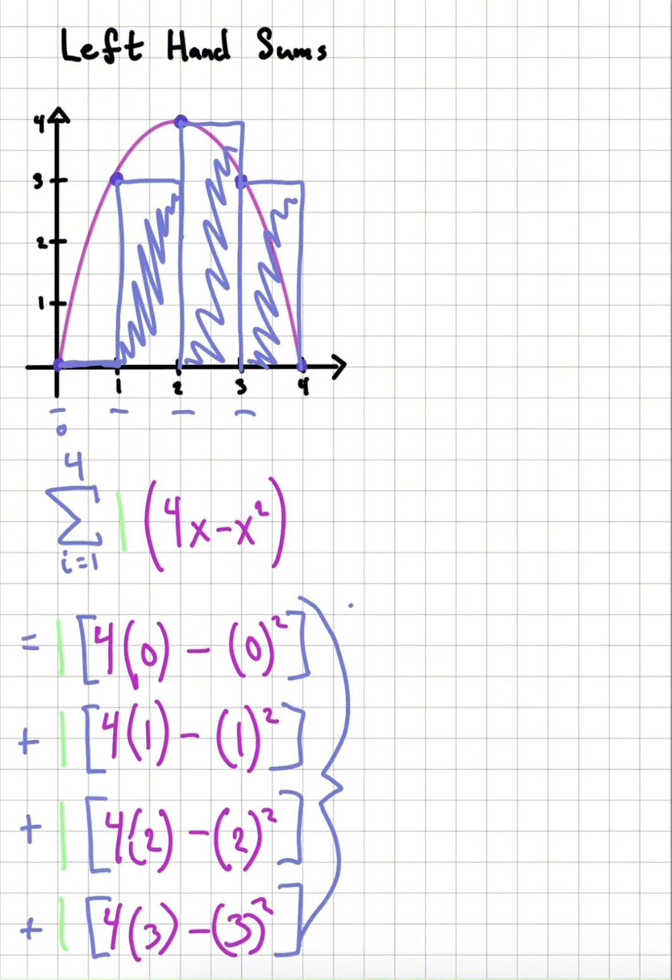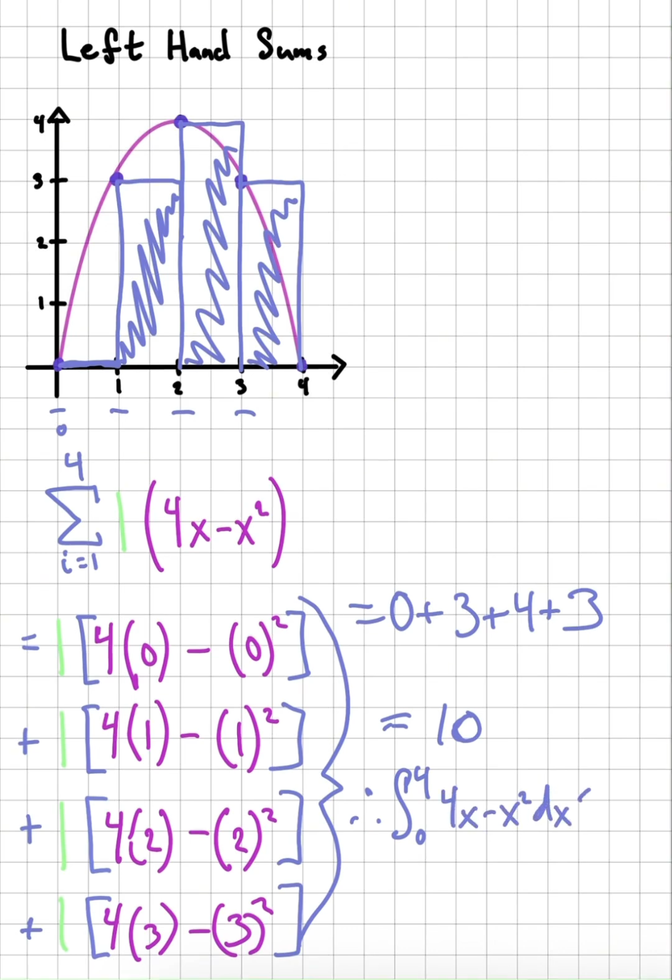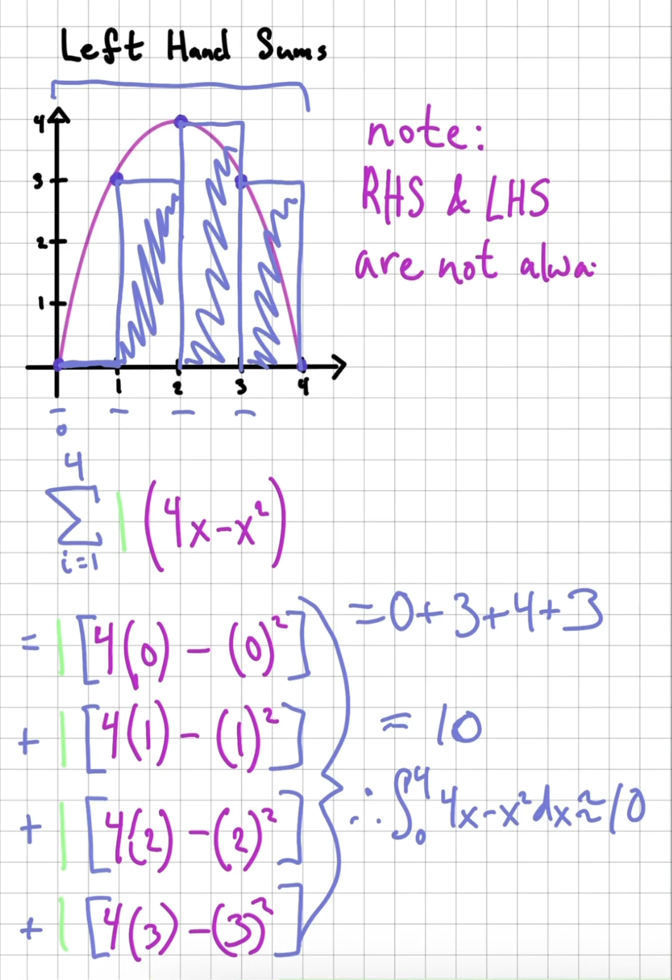Now, after we've plugged in all our numbers, we find that the first rectangle has an area of 0, plus the second rectangle, which has an area of 3, the third rectangle has an area of 4, and the fourth rectangle has an area of 3. And when you add those all together, you get 10. And therefore, you can approximate the integral from 0 to 4 of the function 4x minus x squared as approximately 10. It's good to note that left-hand sums and right-hand sums will not always be equal. It just so happens that this function is symmetrical, so that's why that happens.